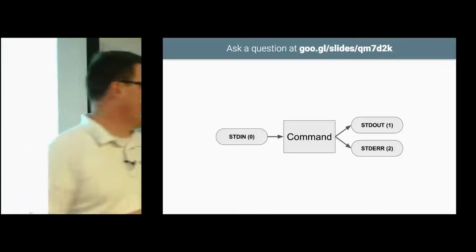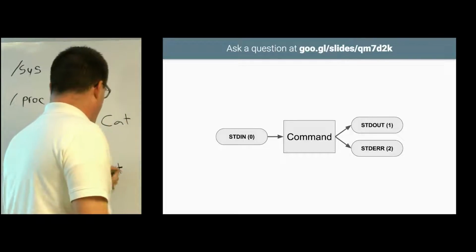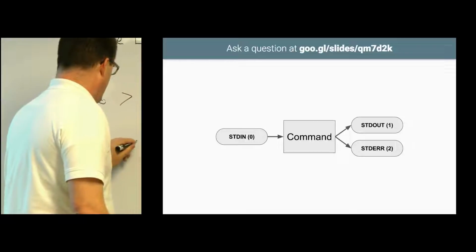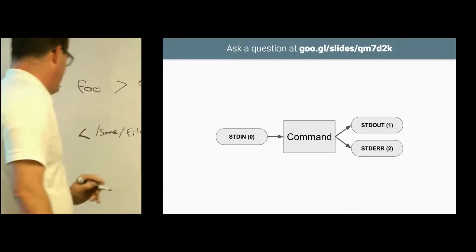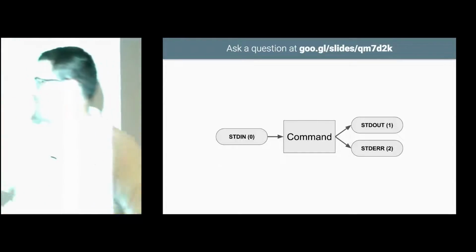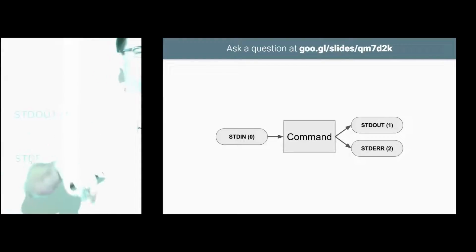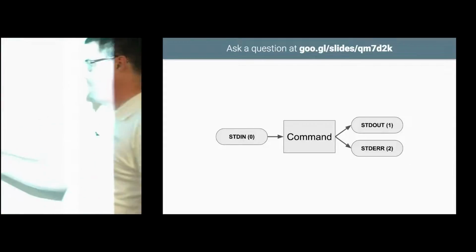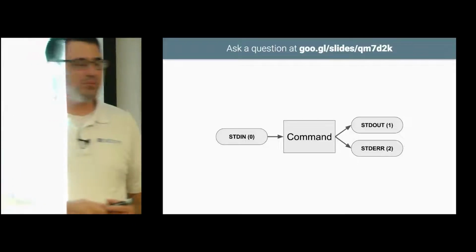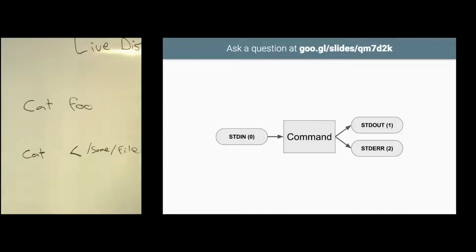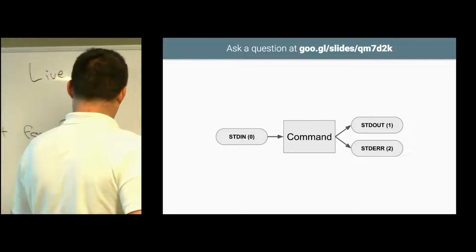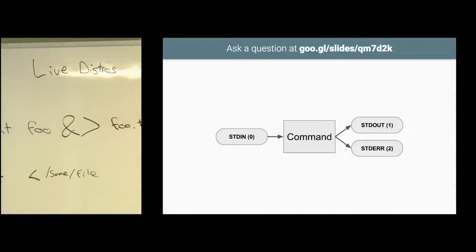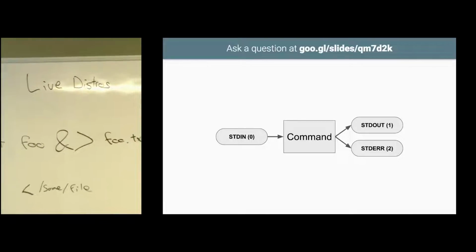Now, I didn't put this on my previous slide, but you can do the following. Cat some file with a less than, and what this does is changes standard in. So instead of standard in coming from the previous command, it comes from the contents of that file. Right? So you can change where these things point to and from. If you want both of these things to go in the same place, it looks like this. An ampersand greater than will put both standard error and standard out into the same file.